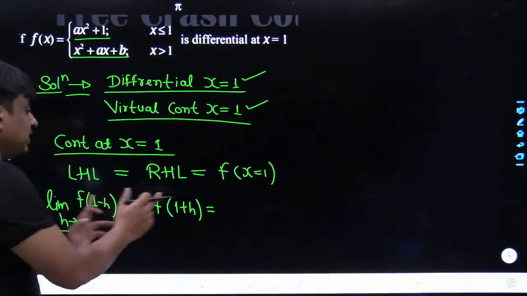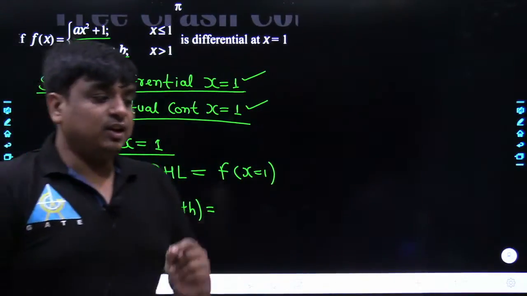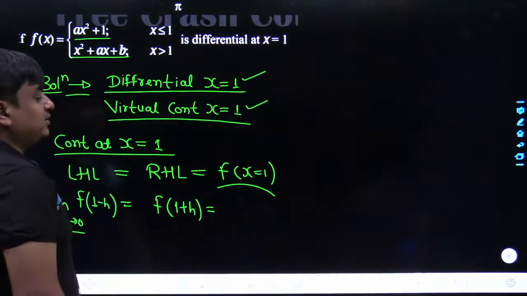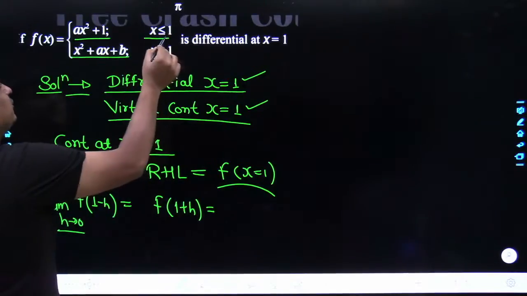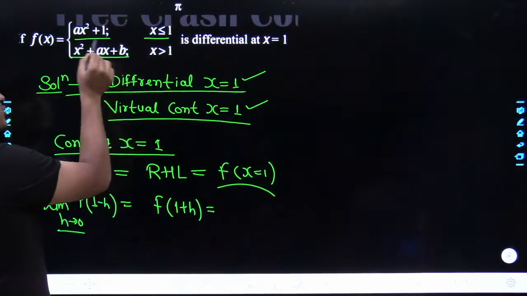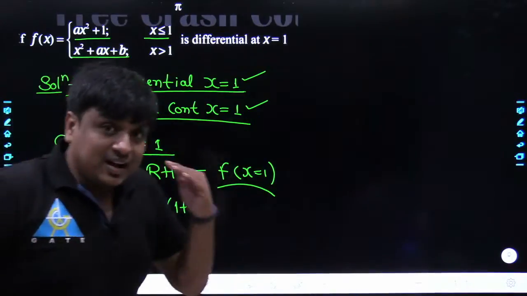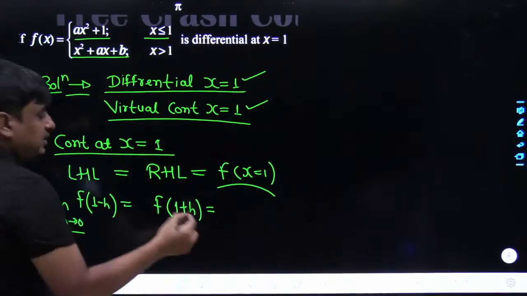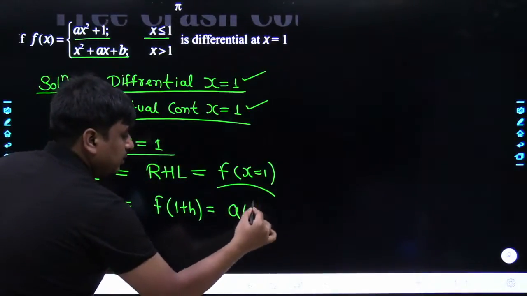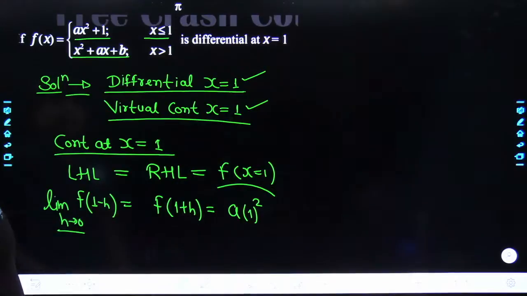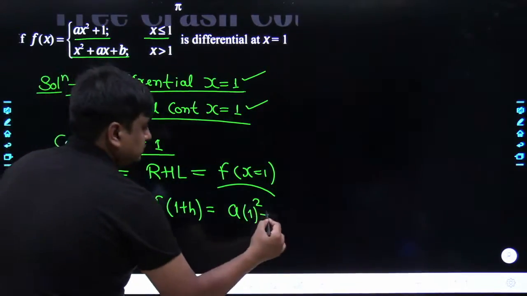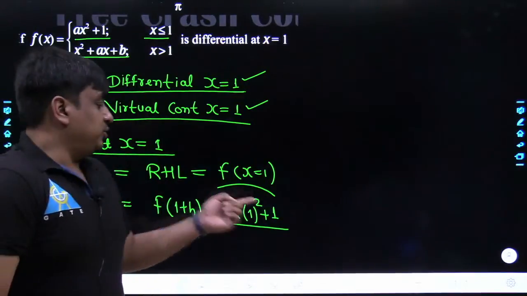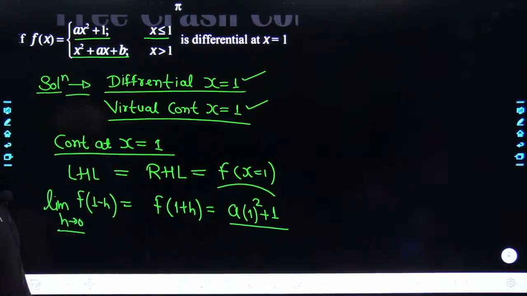Keep in mind the limits are one thing and the worth of the function at x is equal to 1 is an entirely different thing. May I know from where you will get the worth of the function at x is equal to 1? See, this function is defined at x is equal to 0, whereas this function has started being defined just after x is equal to 1. So definitely x is equal to 1 has to be fed in this, and here it becomes a into 1 square plus 1, that is a into 1 square plus 1. Is that part clear?